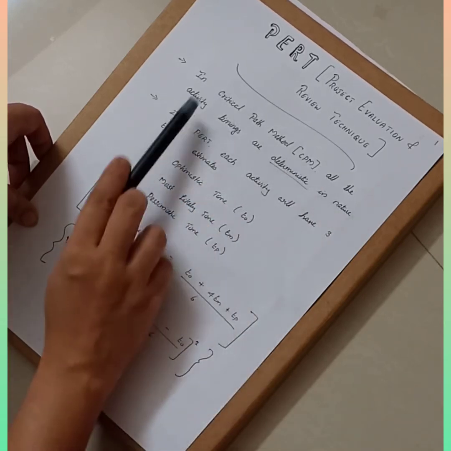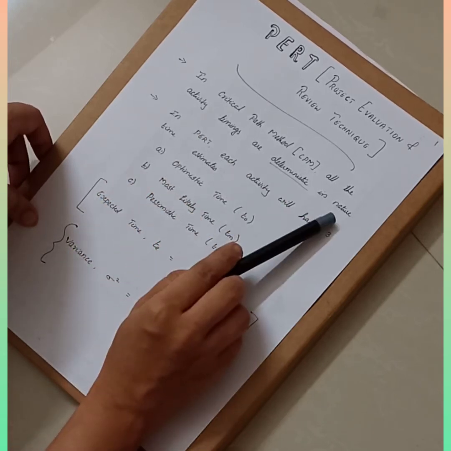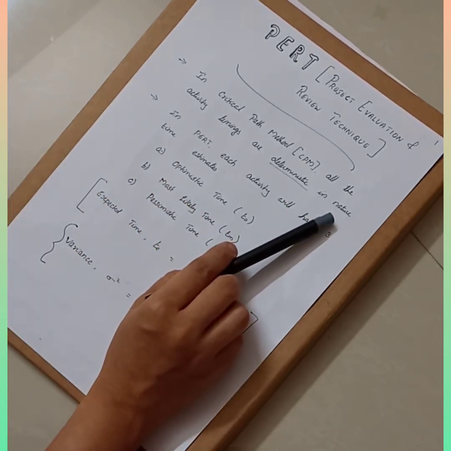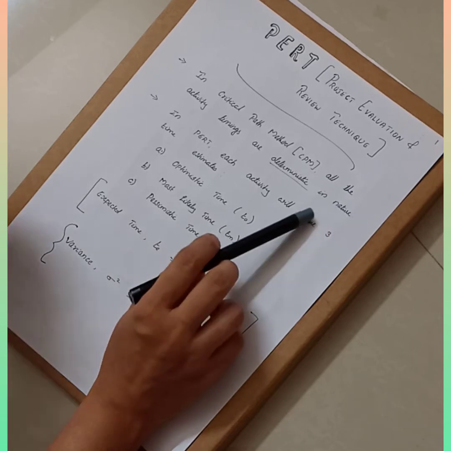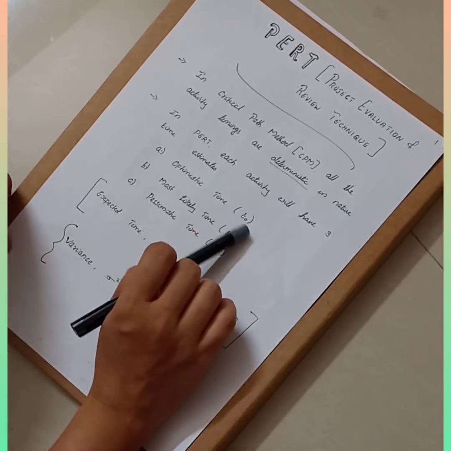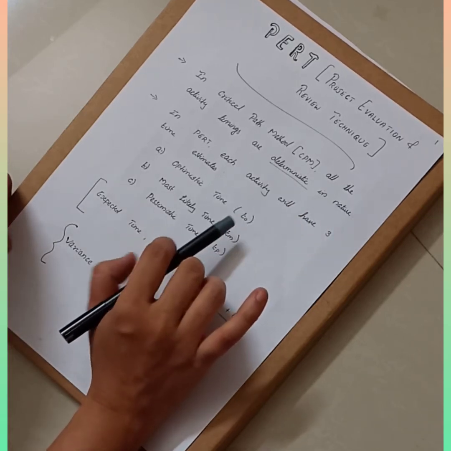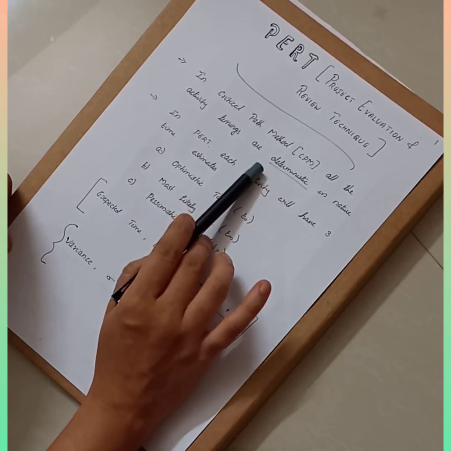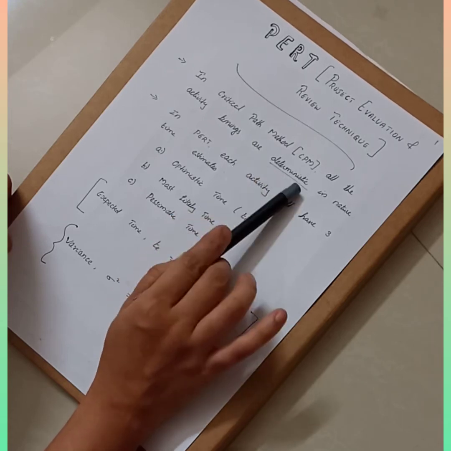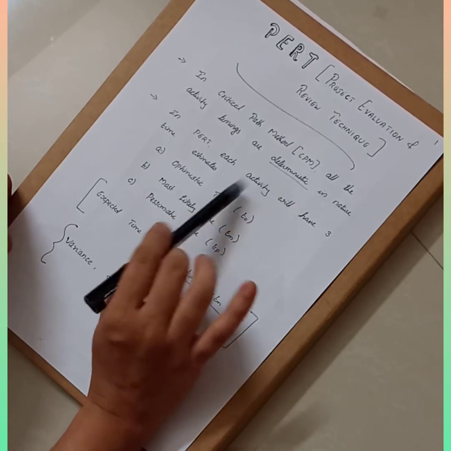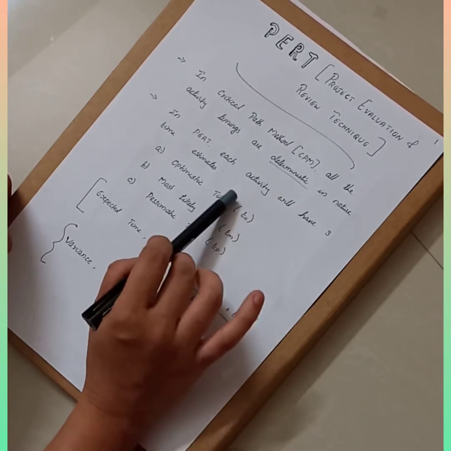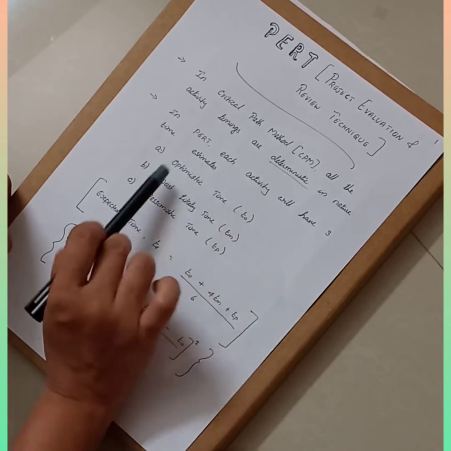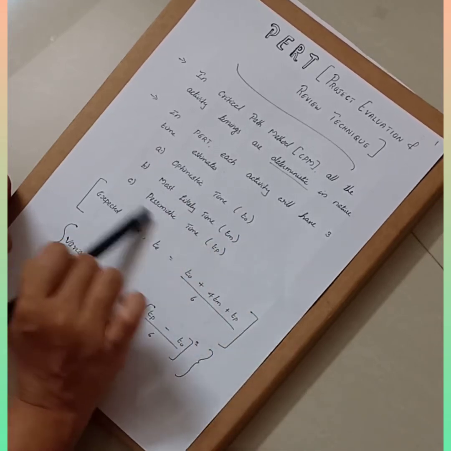or CPM, all activity timings are deterministic in nature. Basically CPM is an activity oriented technique while PERT is an event oriented technique. And in CPM, as we had already discussed in the last problem, all the durations given are deterministic in nature. But in case of PERT, there are three different time estimates, that is optimistic time, most likely time and pessimistic time.